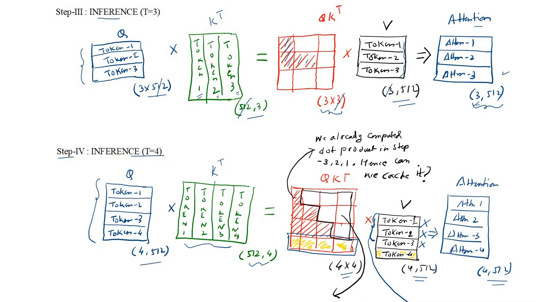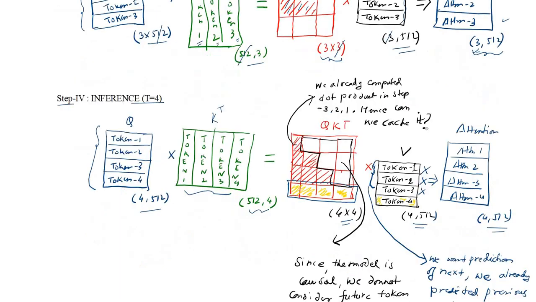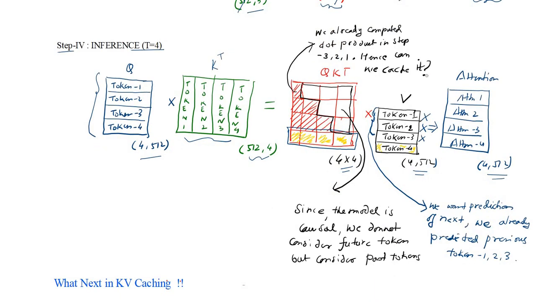Now what is the interesting point to watch here? Let's concentrate on the T4. The first part is that we already computed the dot product in steps 3, 2 and 1. Hence, can we cache it? Basically, this value, the red line I have put, these are already computed. So obviously we can cache it because these are pre-computed. We need not recompute it again.